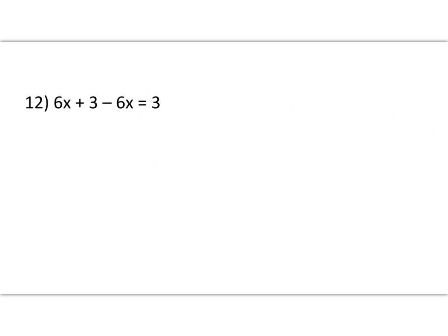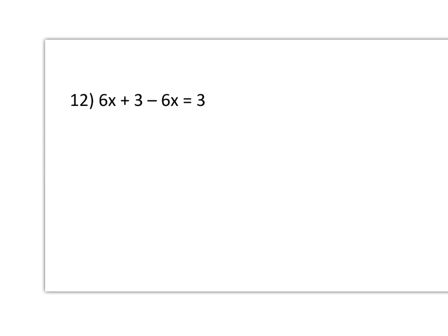All right, let's go on. Here I have an equation. I'm going to draw my river. I'm going to notice that I have a 6x and a negative 6x on the same side, so those I can combine very easily. That gives me 0x. They actually cancel out, so they're gone.